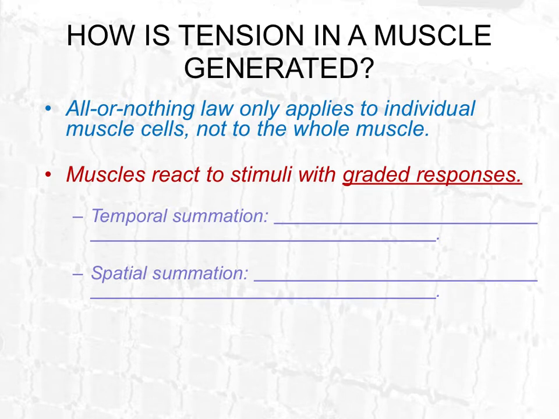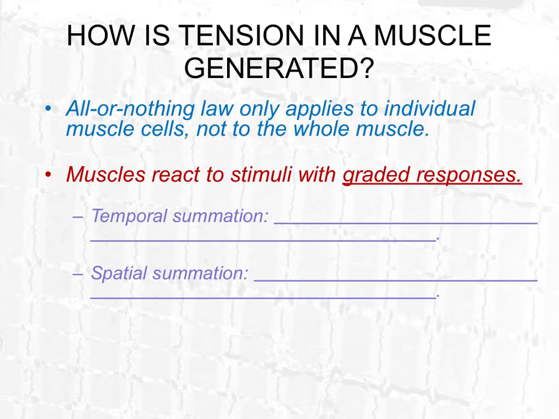So anyway, when we talk about the all or nothing law, I said that it applies only to individual muscle cells. So once they get started contracting, they have to finish. But that could be one cell out of a million. So in order to generate different levels of tension, so that you don't go to pick up a pencil and use the same amount of tension that you would to pick up a 20-pound dumbbell, your muscles can react with different graded responses. So you can use a small amount of tension when picking up a pencil and a larger amount when you're picking up something heavier, for instance.